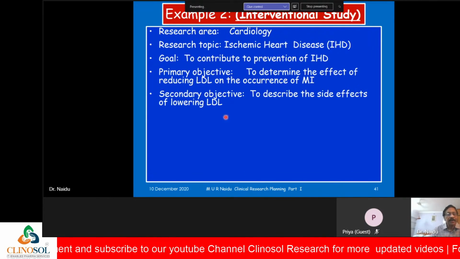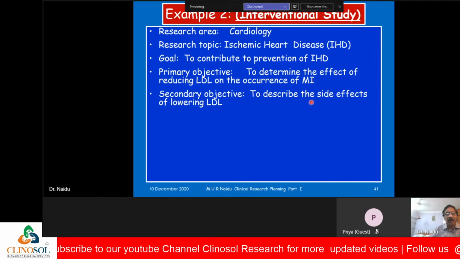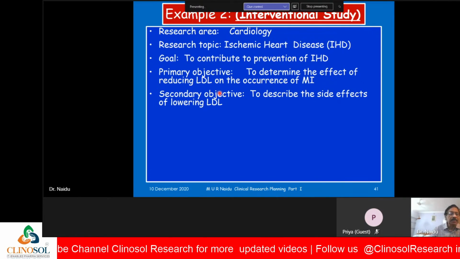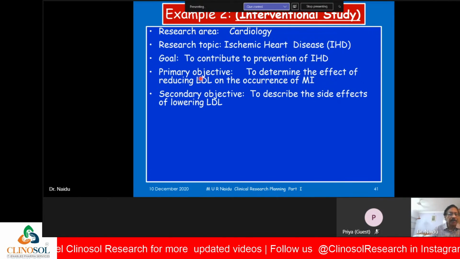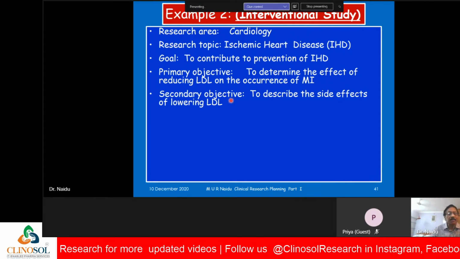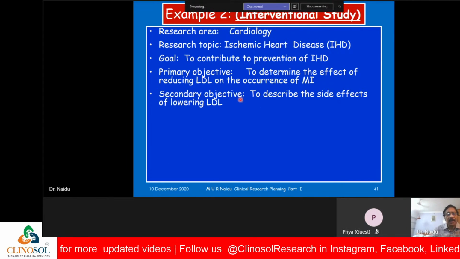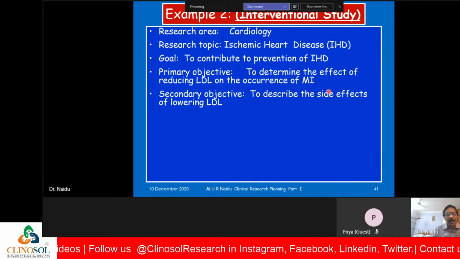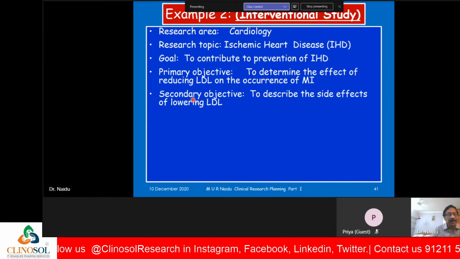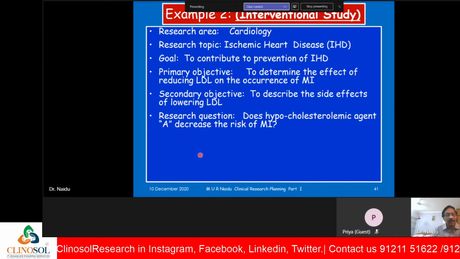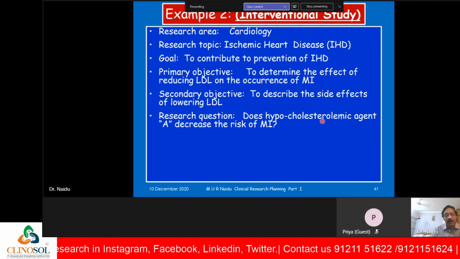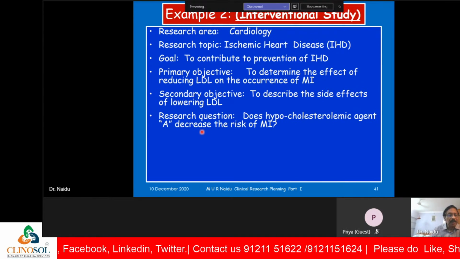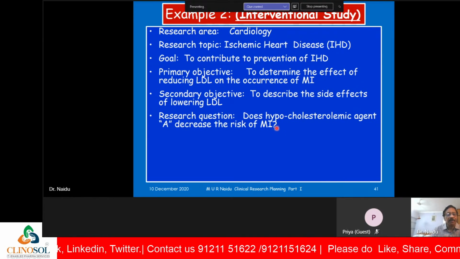My secondary objective is that I just want to see the side effects of lowering LDL. I will use a drug and decrease the LDL in patients. That will be my secondary objective: I am using a drug to bring down LDL to prevent cardiovascular disease, but I would also like to see the side effects. So my research question will be: does a hypocholesterolemic agent like a statin, if I use it in a patient, decrease the risk of MI or not?